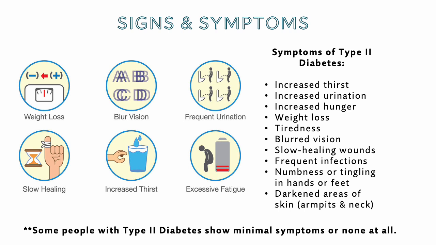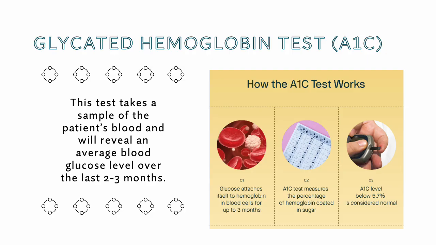There are several signs and symptoms of type 2 diabetes that include thirst, frequent urination, hunger, blurred vision, fatigue, slow healing wounds, along with others listed here. Some people show no symptoms at all or don't even notice that something is off.